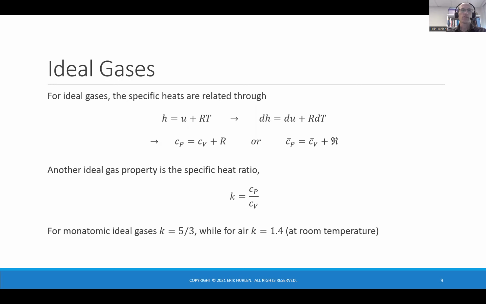A quantity that becomes useful, and we will see in later thermodynamics analysis, is the ratio of these two specific heats, denoted by k, and is equal to Cp over Cv. For monatomic ideal gases, k equals 5/3, while for air, k equals 1.4. This is technically only at room temperature, but as mentioned before, both Cp and Cv don't change much with temperature, so using 1.4 for air is usually okay, as long as the temperature is not really high. Or low, for that matter.